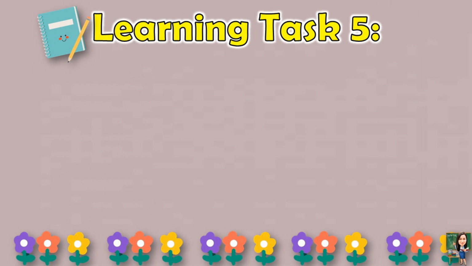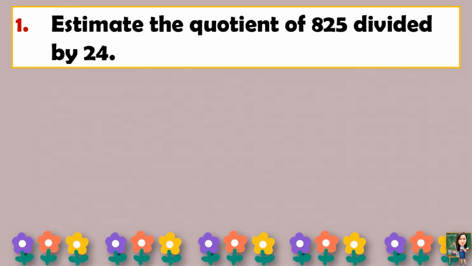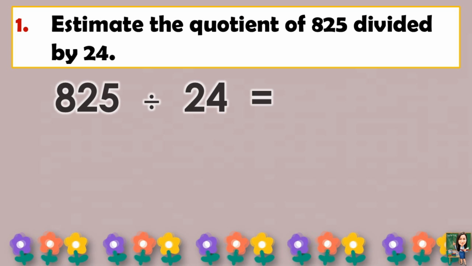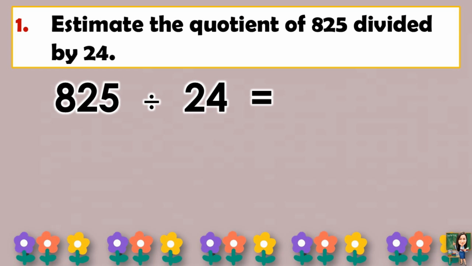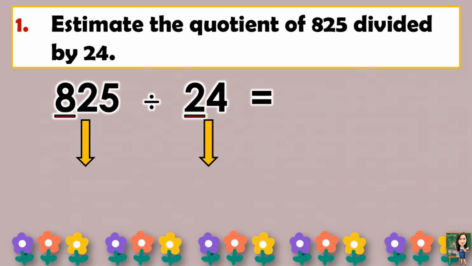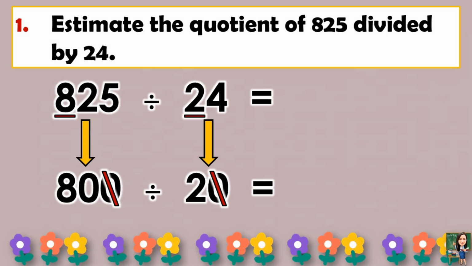And now, let's move to our last activity, Learning Task 5. Solve the given problems. Number 1. Estimate the quotient of 825 divided by 24. Here is the given. 825 divided by 24 equals. The highest place value of 825 is 8 and of the divisor 24 is 2. Next, round off the numbers. 825 is rounded down to 800 and 24 is rounded down to 20. And then use the cancellation method. 10 from the dividend and 10 from the divisor. 80 divided by 2 equals... Very good! The correct answer is 40.